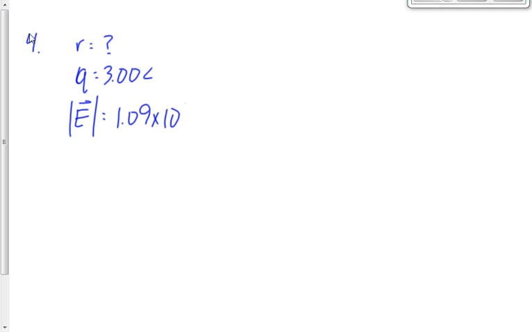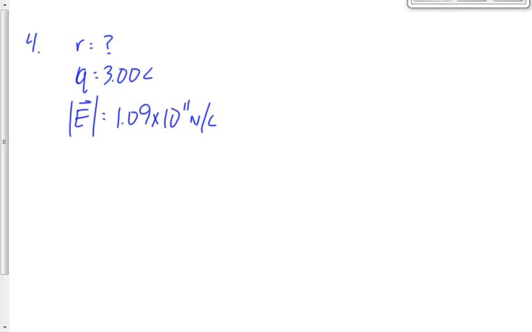It says calculate the distance from a 3 coulomb charge where the field strength is 1.09. So looking for the distance, we've got a value of charge here. It's 3 coulombs. By the way, is that charge a producer or an experiencer? We're trying to find the field strength a certain distance away from the charge. It's a producer.